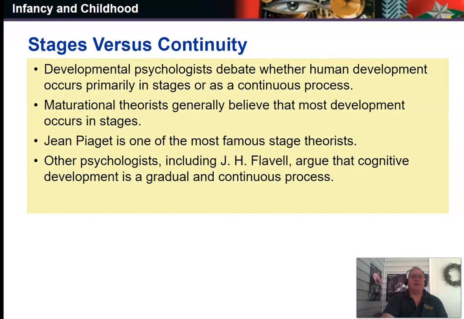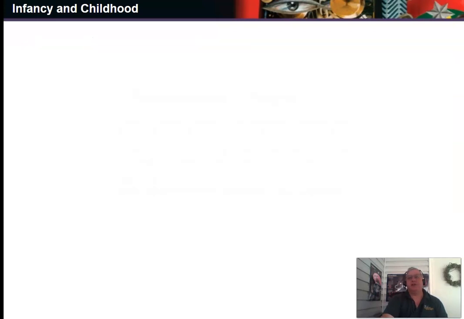Developmental psychologists debate whether human development occurs primarily in stages or as a continuous process. Maturational theorists generally believe that most development occurs in stages. Jean Piaget is one of the most famous stage theorists. Other psychologists, including J.H. Flavell, argue that cognitive development is a gradual and continuous process, not just stages.